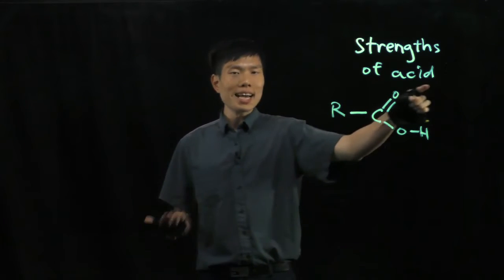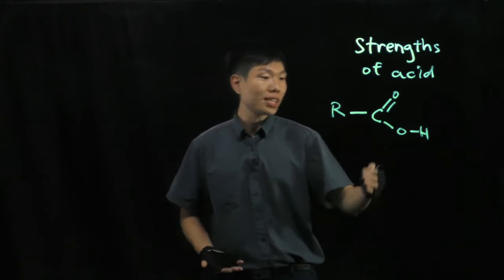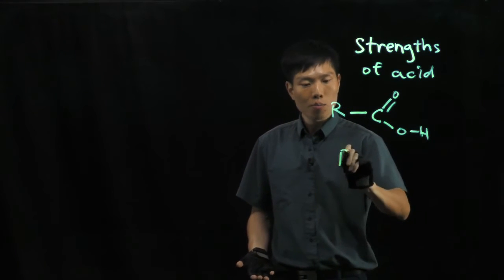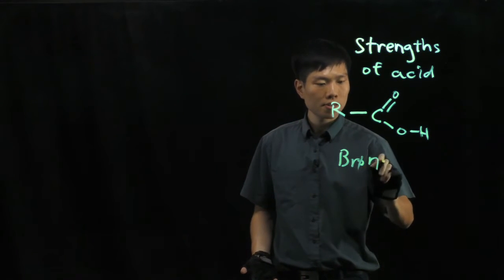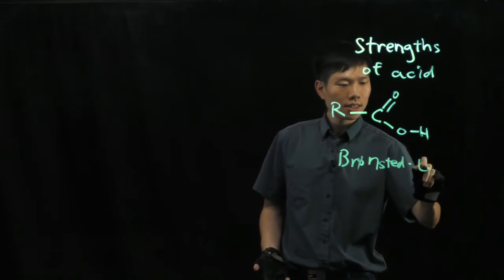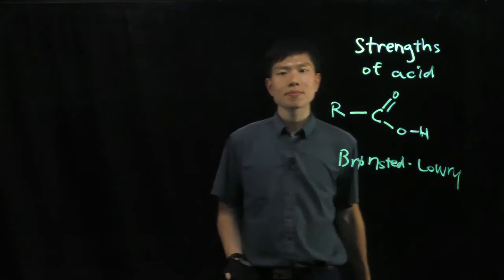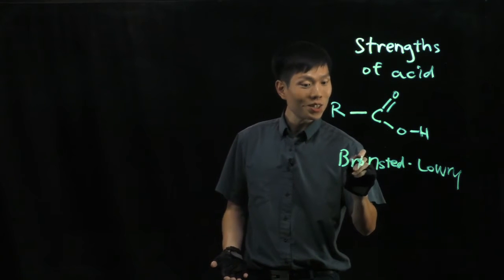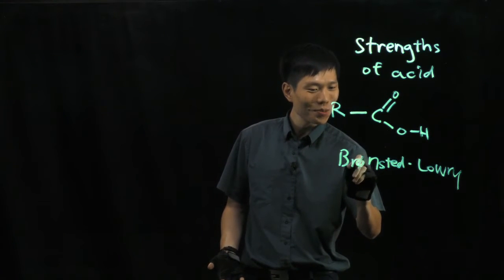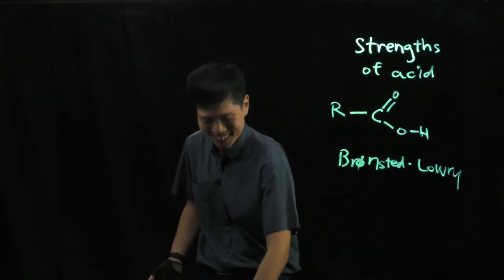Now, what does it mean by acid? In this case, we are referring to the definition Bronsted Lowry acid. By the way, this is not a cross. It's supposed to be an O with a stroke here.